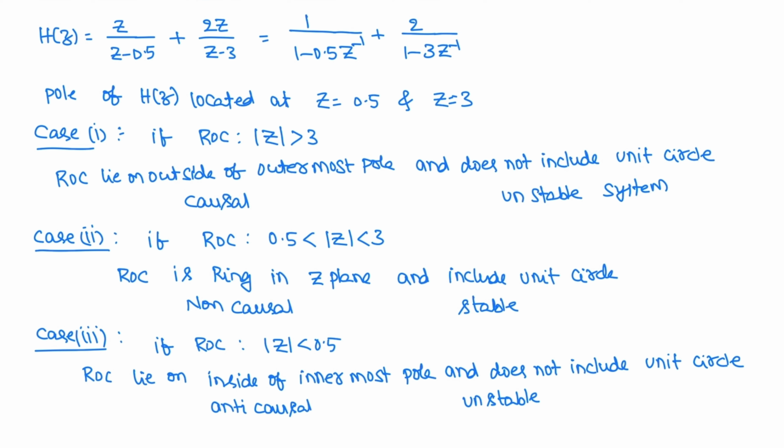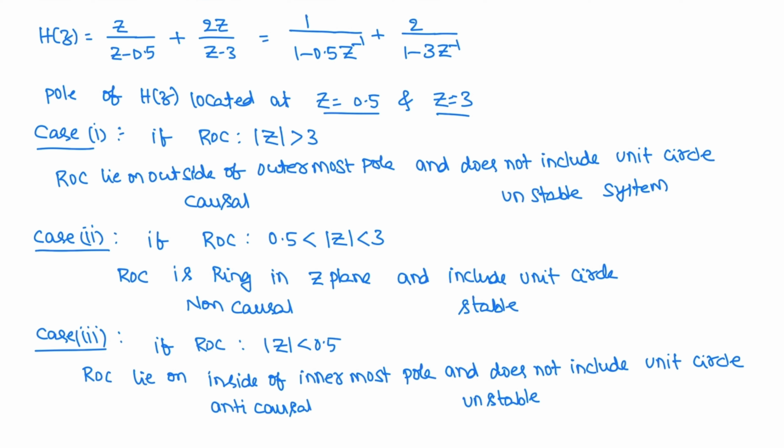The poles of this H(z) are located at z equal to minus 5 and z equal to 3. This is the location of poles for the given transfer function. Case 1: if the region of convergence is |z| greater than 3, in this case the ROC lies outside the outermost pole, that is a causal signal, and does not include the unit circle. Hence, it is an unstable system, a causal unstable system.